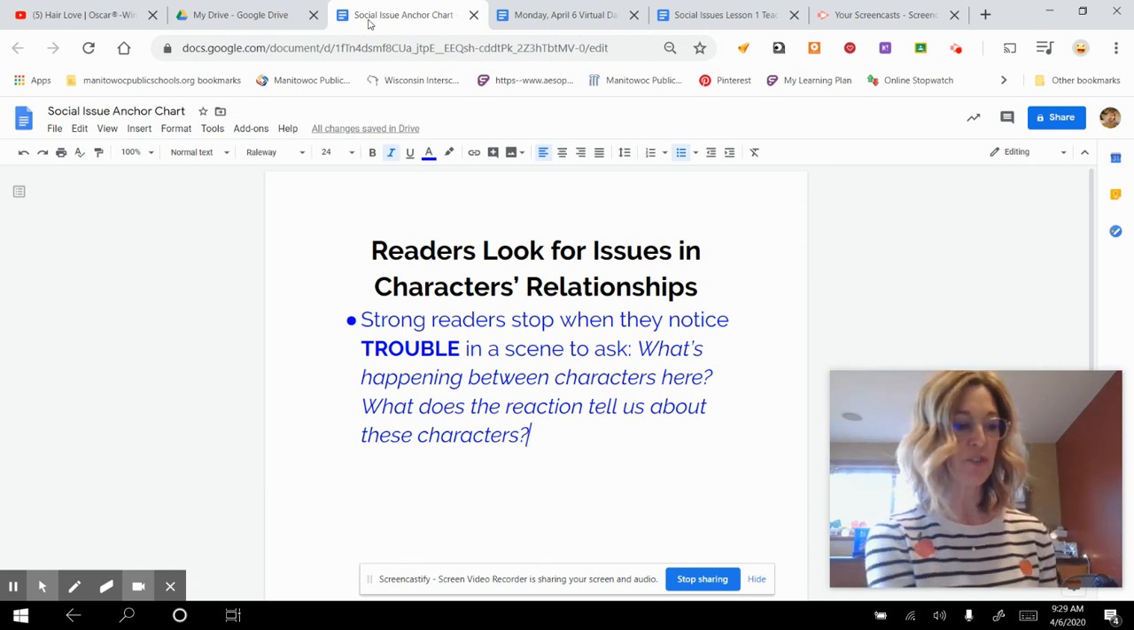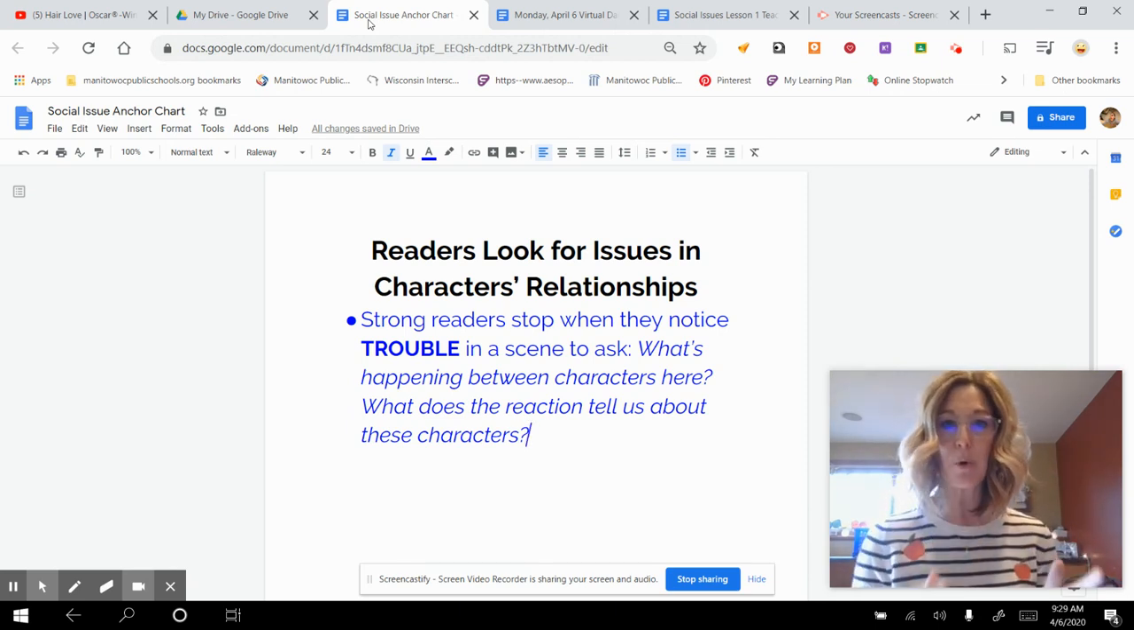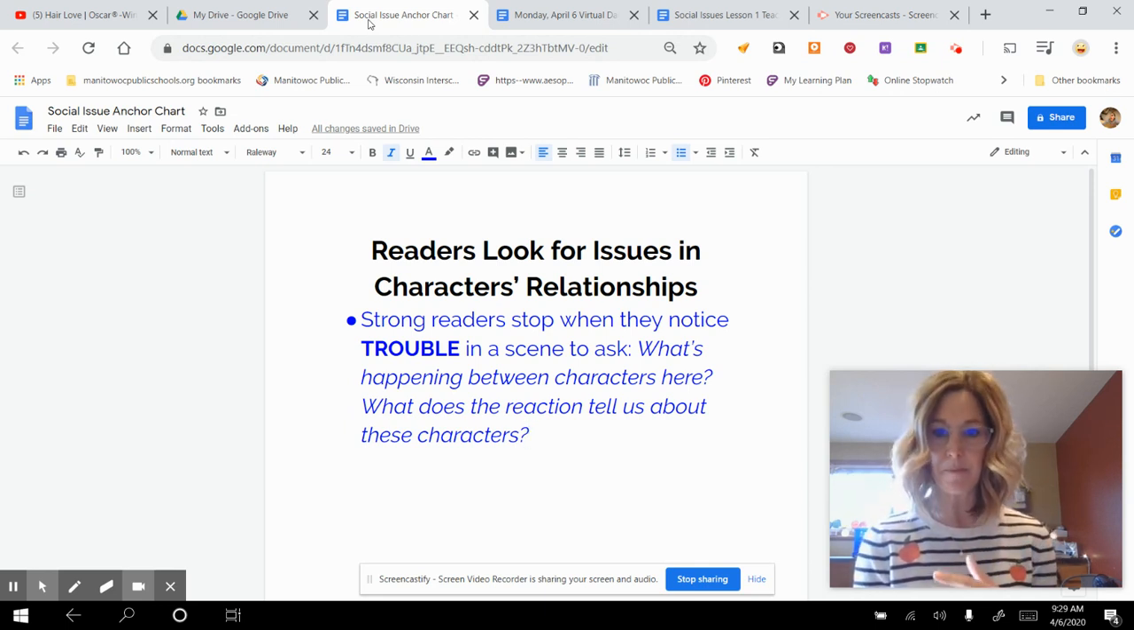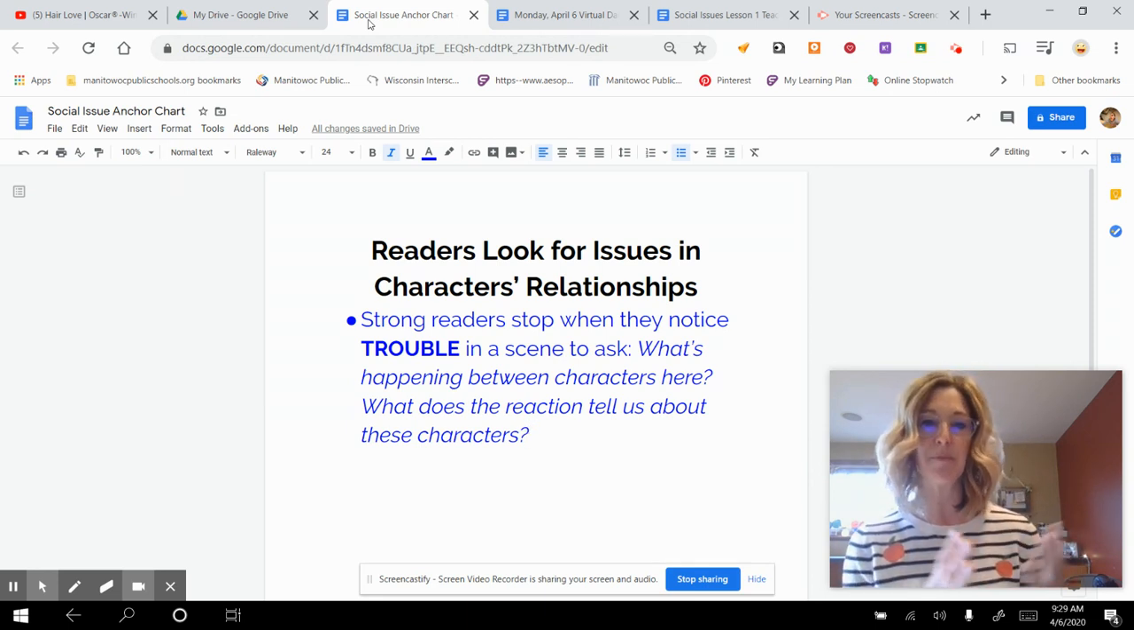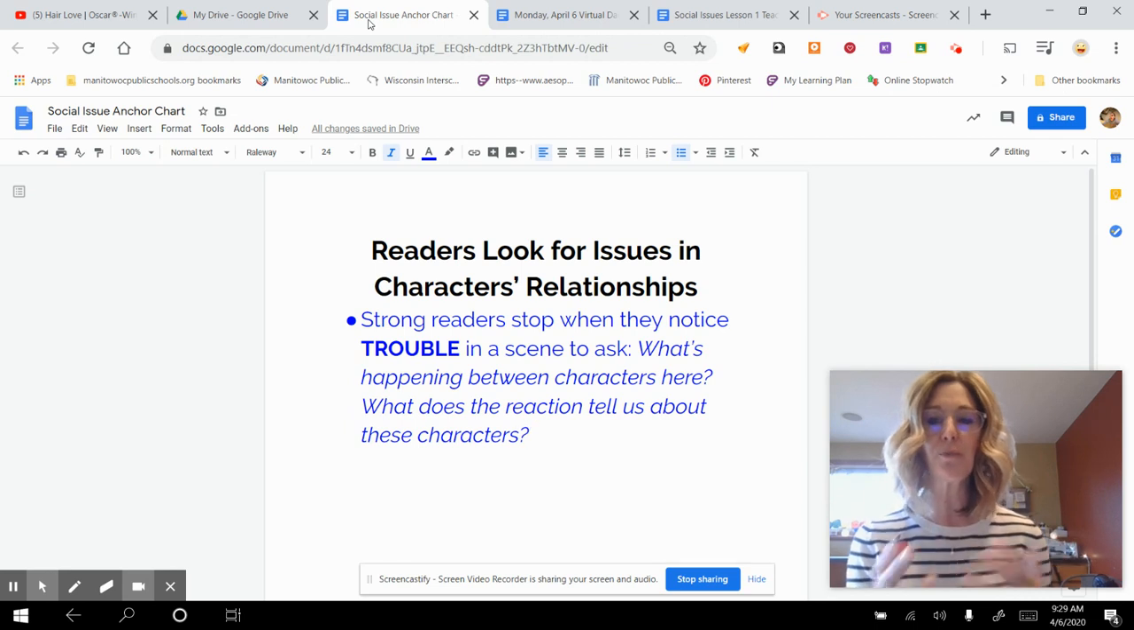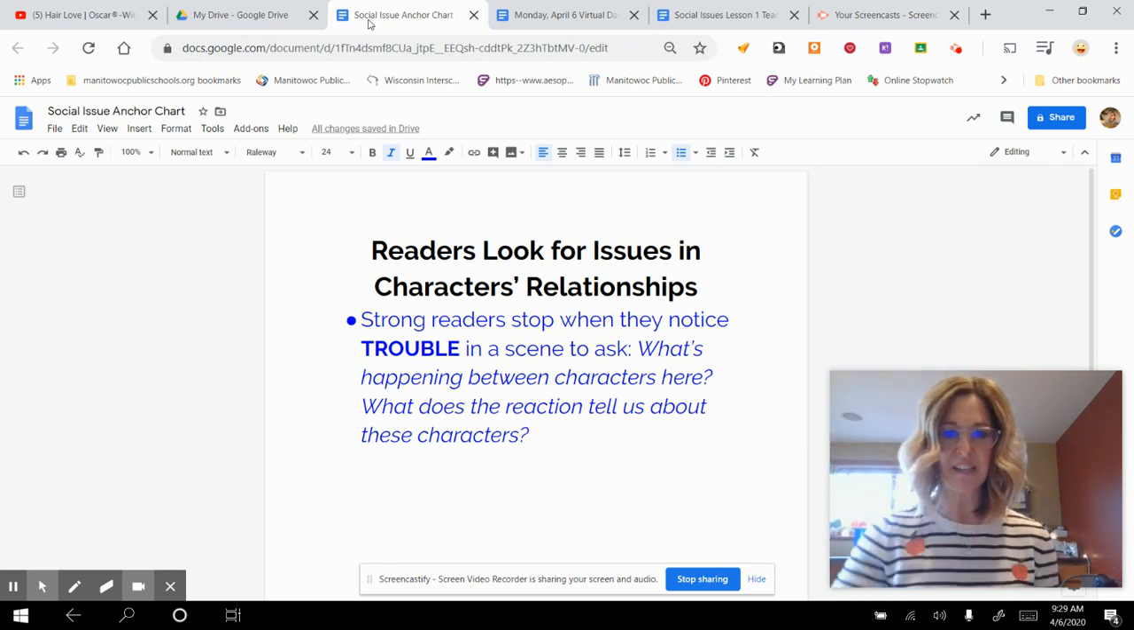We'll read more of that story tomorrow, but at this point, I want you to think about what's happening between the two characters here, Will and Skip, his brother, and what does the reaction tell us about these characters? So how did Will react when the tape got stuck in his head?